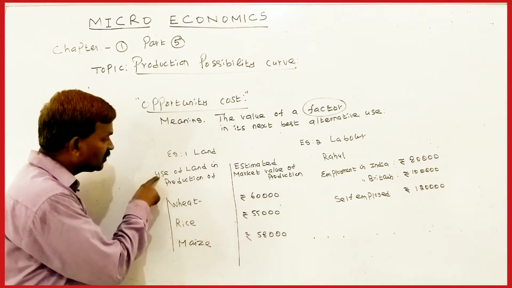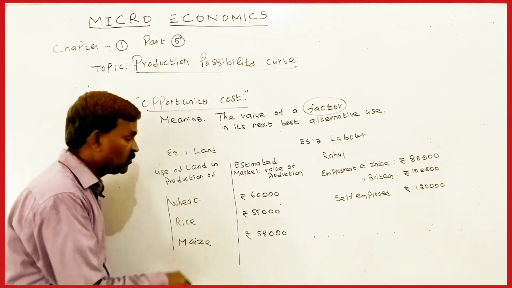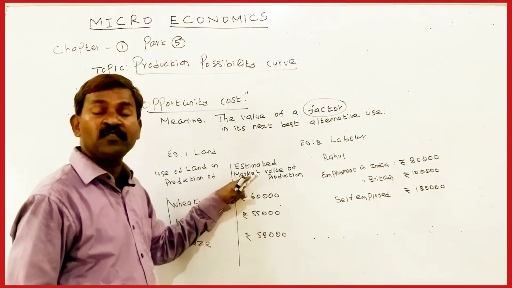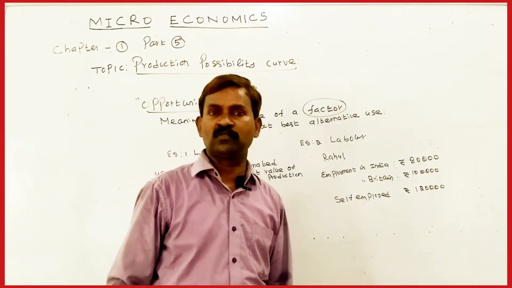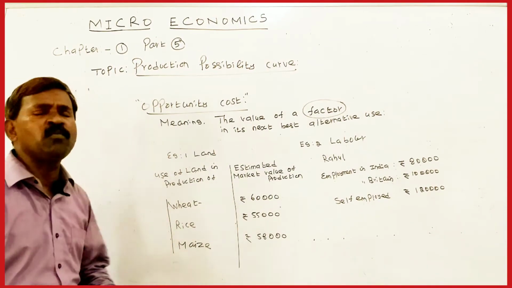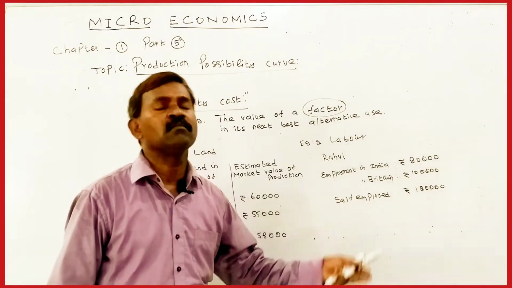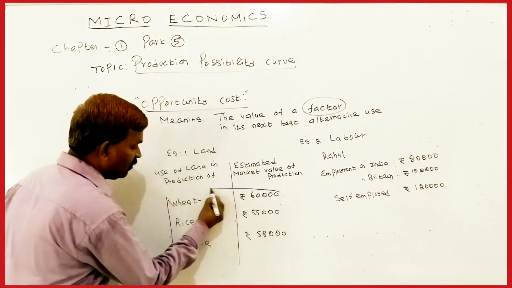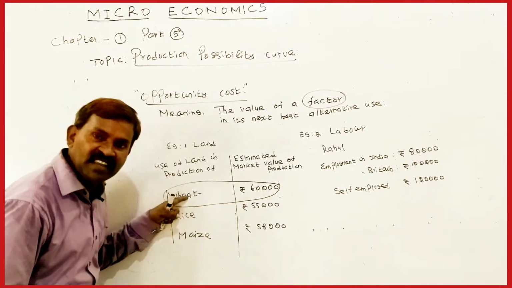If he used the land, whatever he has, in the production of maize, then 58,000 rupees is the market value of maize that he could produce. So these are the 3 options. When he has 3 options, obviously which one would he prefer? The one which gives him maximum revenue. So obviously he will use his land in the production of only wheat.